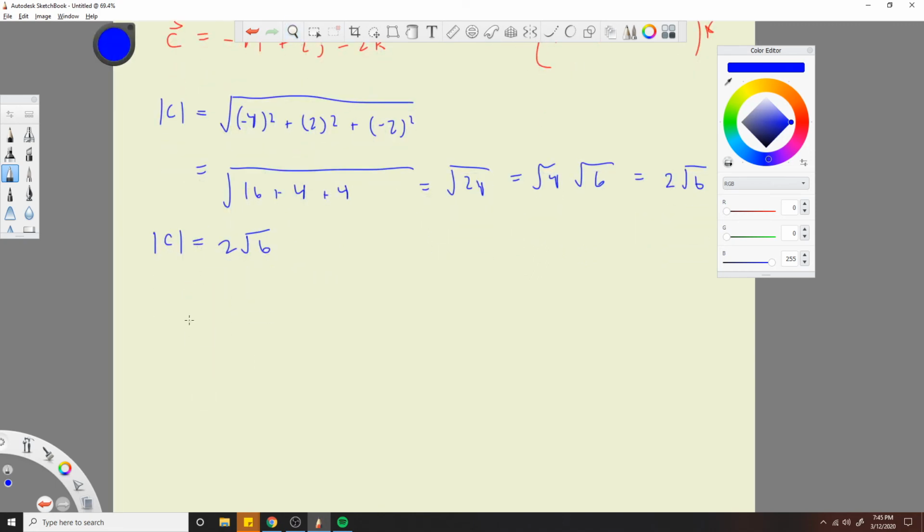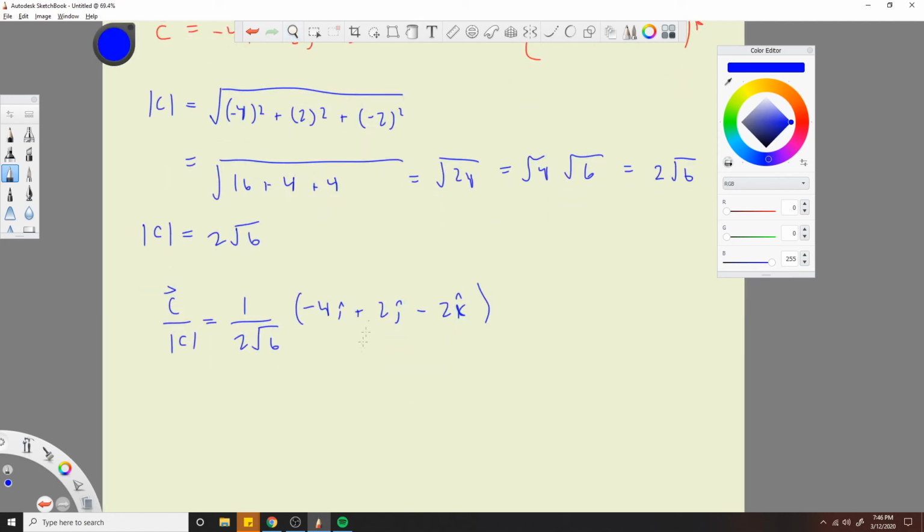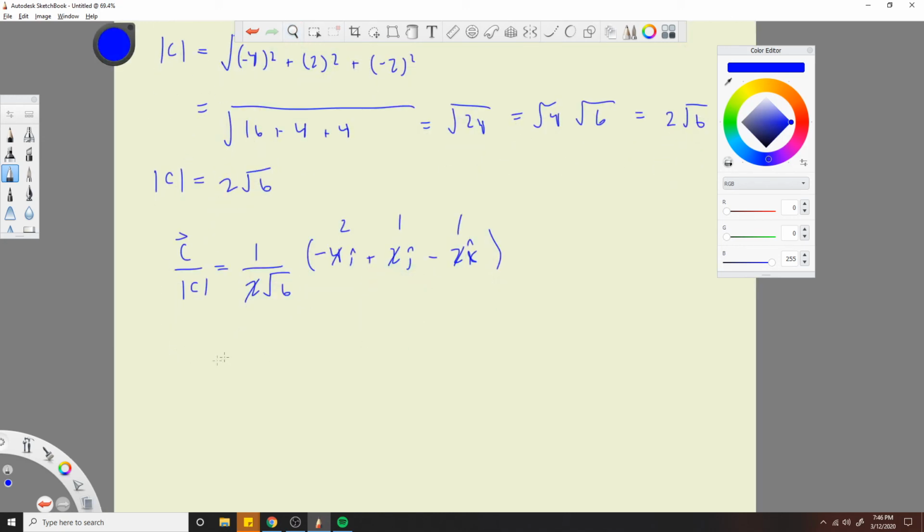So now to find the full unit vector, take the vector over its magnitude. So that's going to be 1 over 2 root 6 multiplied by negative 4i plus 2j minus 2k. The only thing I see left that we can do is eliminate these 2's, because you see how every component has a 2. That'll be a 2, that'll be a 1, that'll be a 1. So now we have C over magnitude C, the unit vector: 1 over root 6 times 2i hat plus j hat minus k hat.